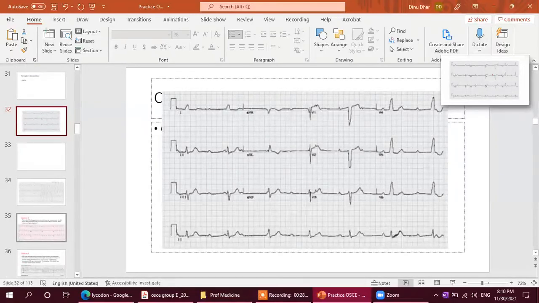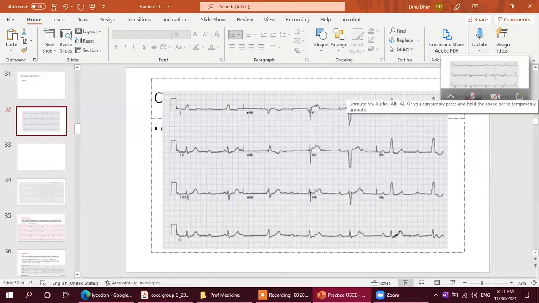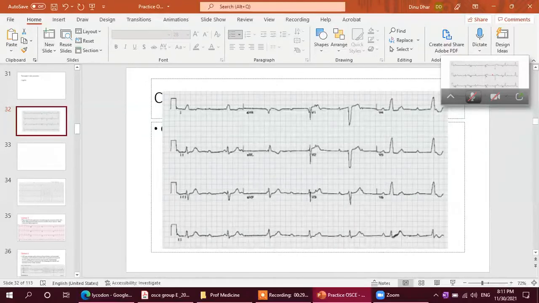Okay. Now let's move on to bradyarrhythmias. The most important ones you need to identify are the AV blocks. There are 3 types of AV blocks, right?